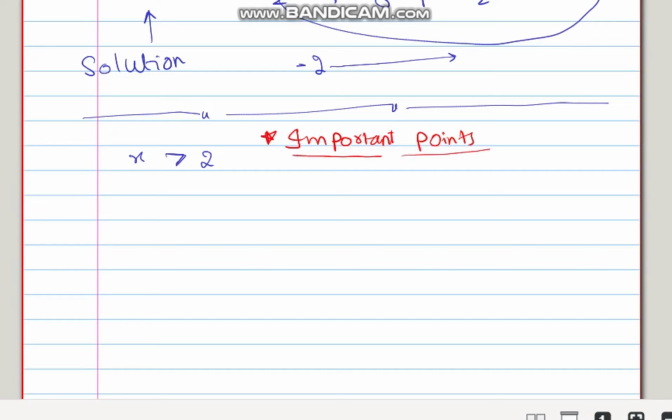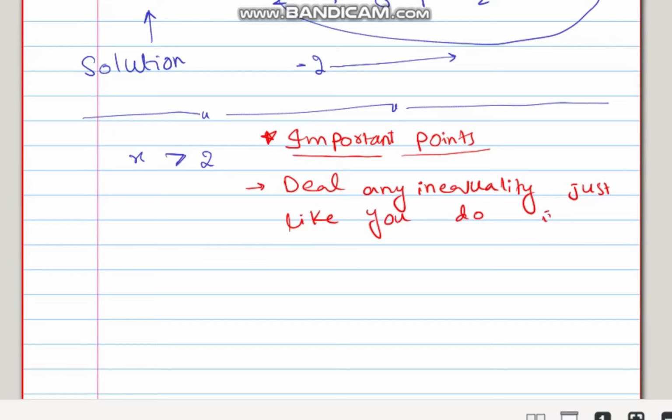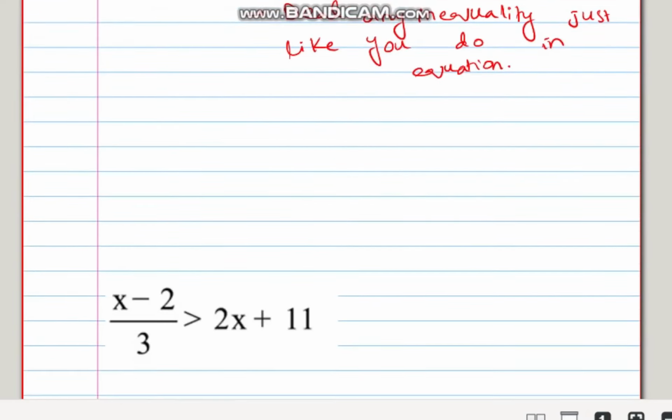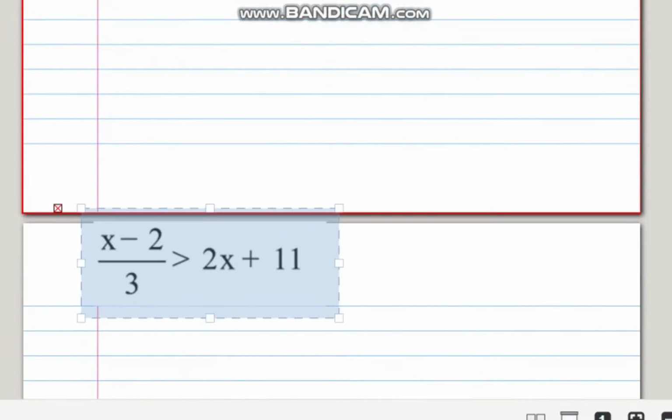First of all, please deal with any inequality just like you do in an equation. All the rules will be the same as in equations. When we multiply some number on one side of the equation, then we must multiply the same number on the other side of the equation. So this is the main methodology.